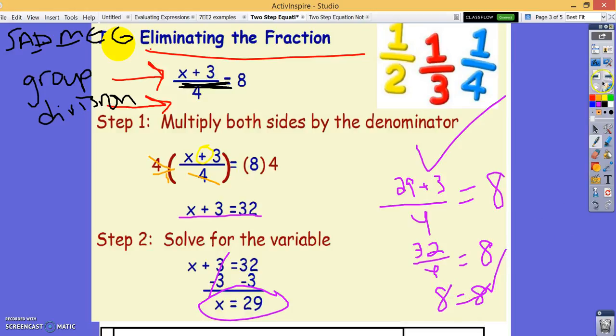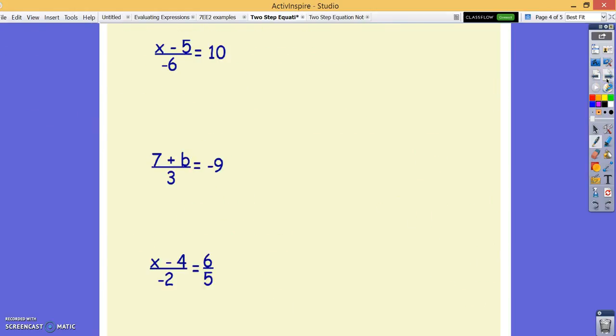All right, a couple more problems. I'm going to go ahead and do the first one with you, and then I'll have you try the next two on your own. So in this problem, we need to scan it and see what's happening here. I do see a subtraction sign, but don't let that fool you because it's actually part of a grouping because of that fraction bar right below it. So really, currently what I have is a grouping and a division.